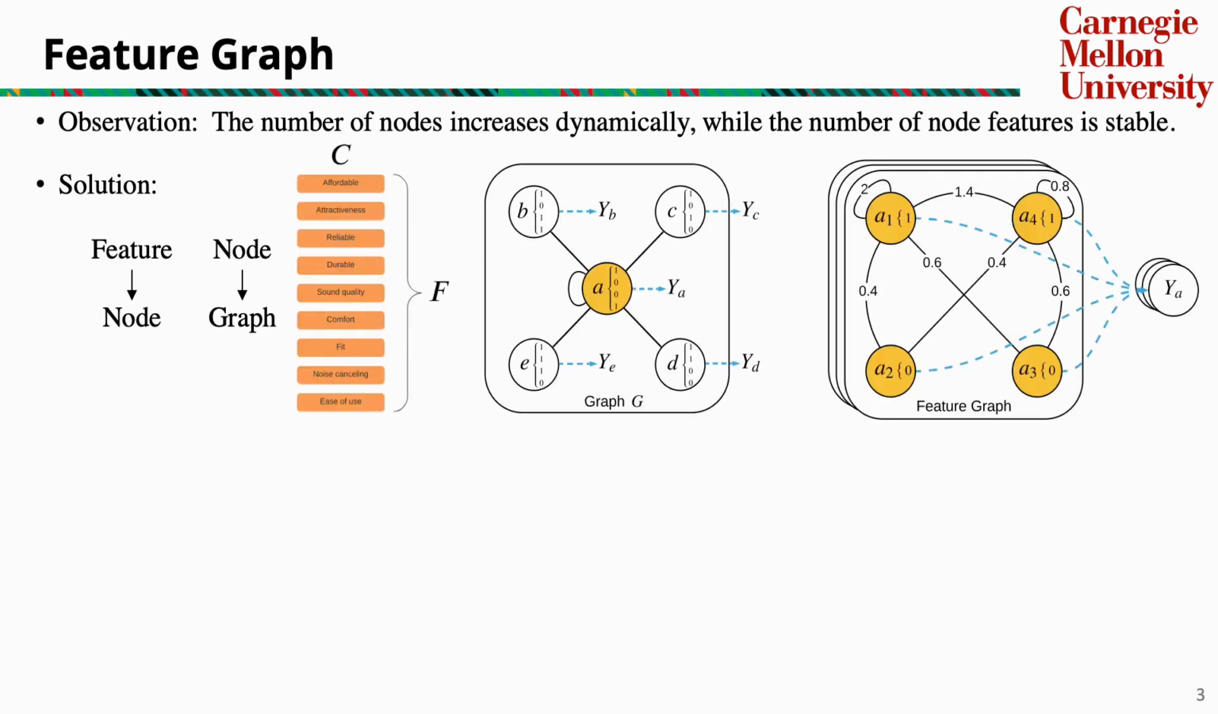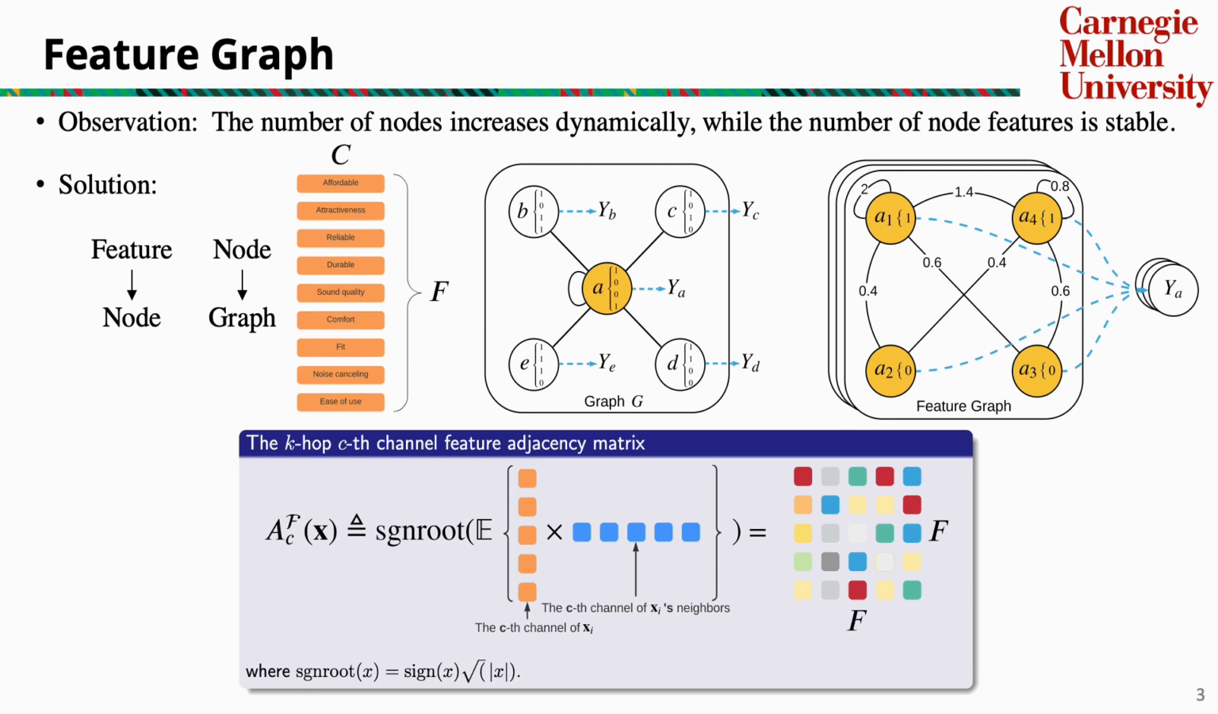For a node with F features and C channels, we take each feature as a node. Thus, in a feature graph, we have F nodes, each of which has C dimension. In a regular graph G, in this example, we have 4 features 1, 0, 0, 1 in node A. In its feature graph shown on the right, we have 4 feature nodes, A1, A2, A3, and A4. In this way, although the number of nodes in a regular graph can increase, the number of nodes in its feature graph is relatively stable.